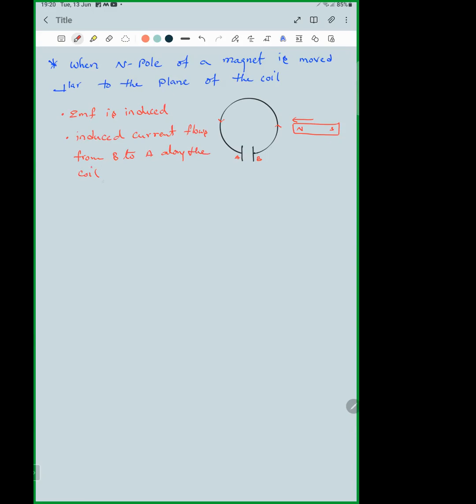And in the next case, electron flow is from A to B along the coil. That means this plate is positive and this is negative.